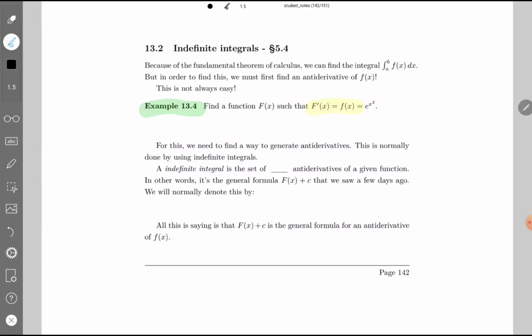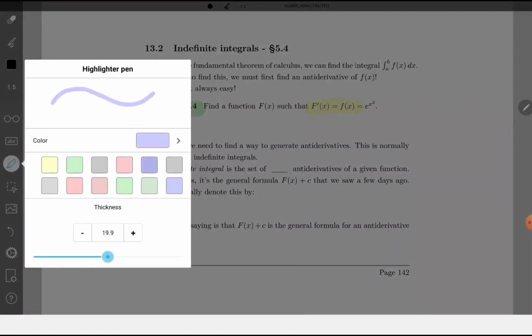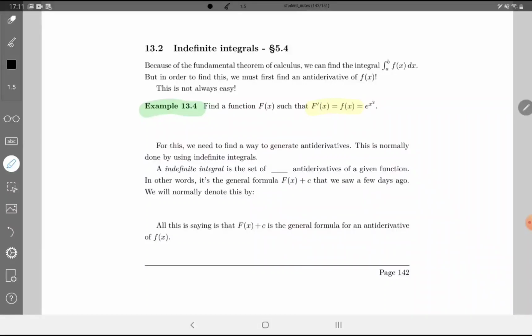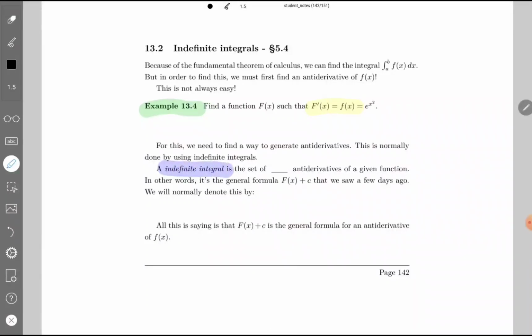So let's look at this. What is an indefinite integral? An indefinite integral is the set of all antiderivatives of a given function. Well, we've already seen this, right? In other words, it's just the general formula f of x plus c. We've seen this multiple times, and we've been doing this for homeworks and in other places.